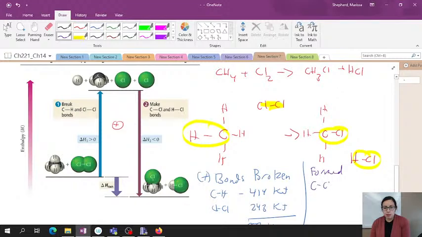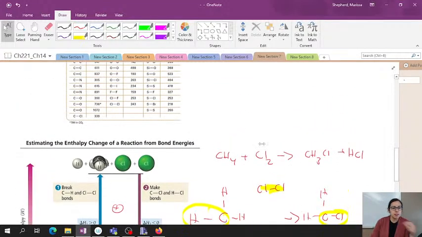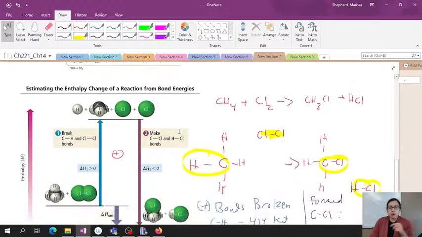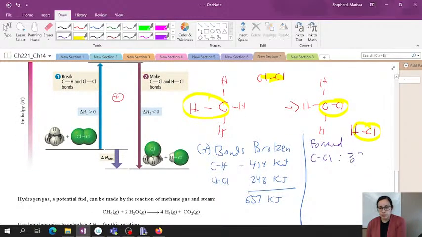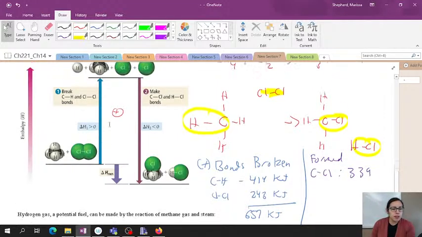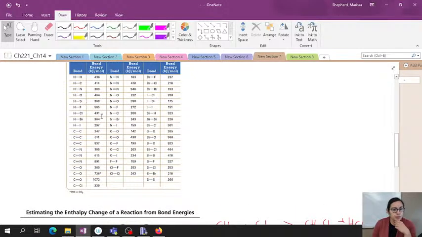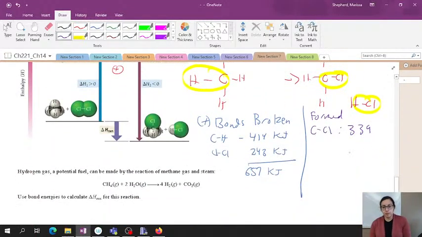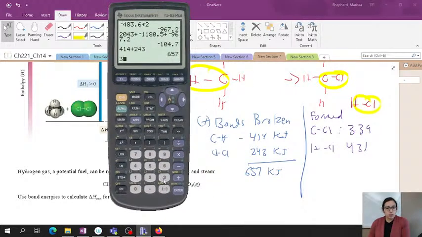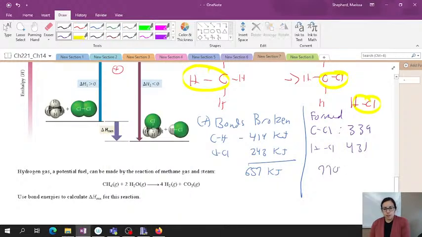So we formed a carbon-chlorine bond. Let's see how much energy that was. So 339. Then we made an HCl bond. So where's HCl? 431. So now we can add these two together. So 339 plus 431, that's 770 kilojoules, and again, that's out, so that would be a negative sign.